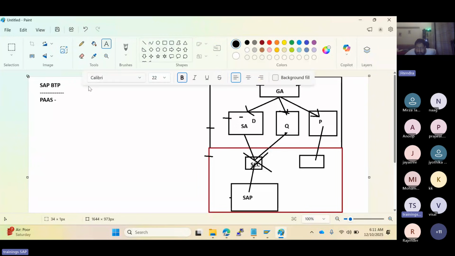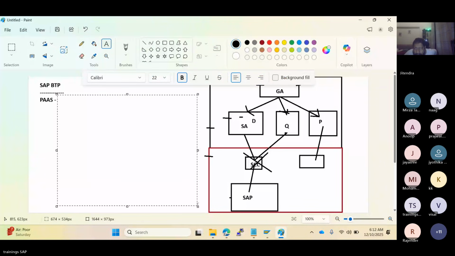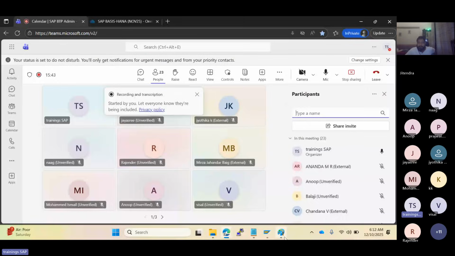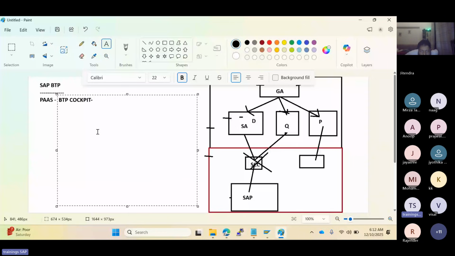There is a cockpit called the BTP cockpit here. So what is meant by BTP cockpit here? BTP cockpit is a web-based administration console used to manage the BTP services.